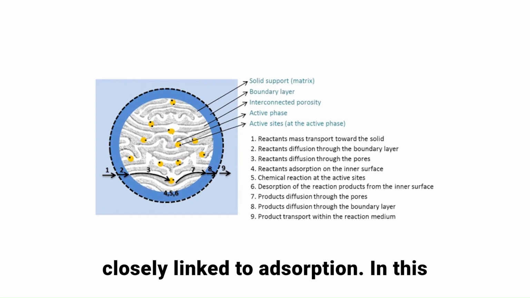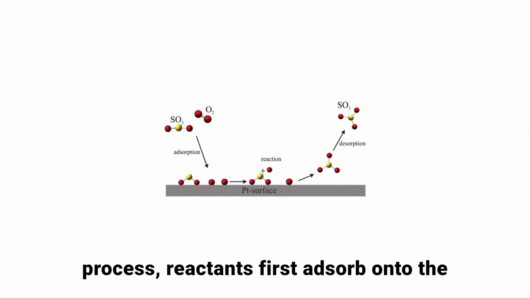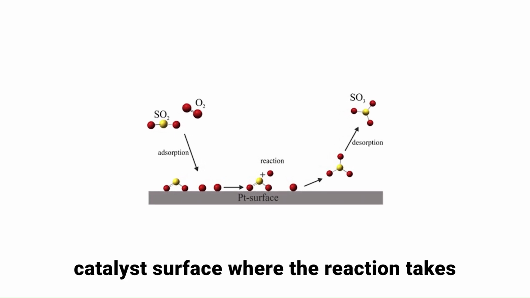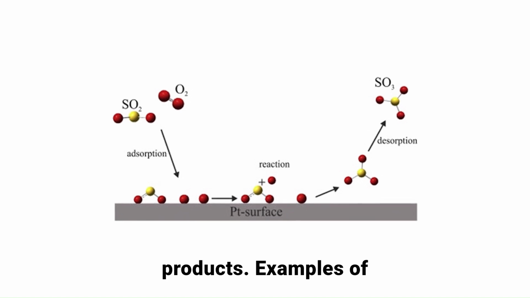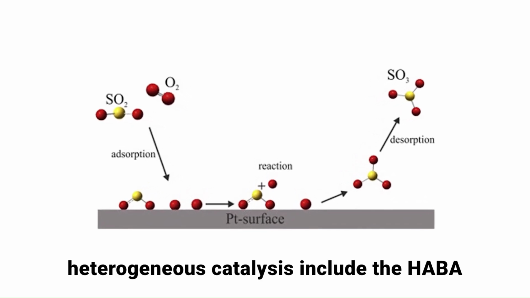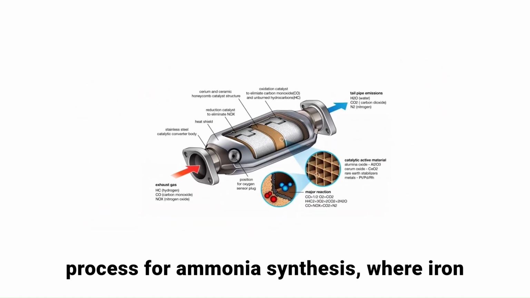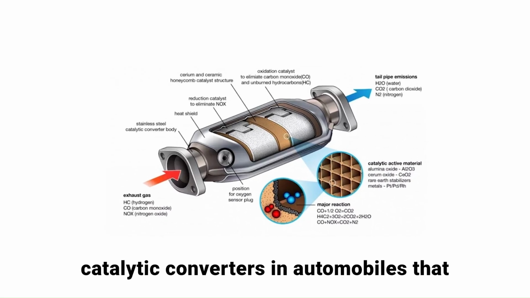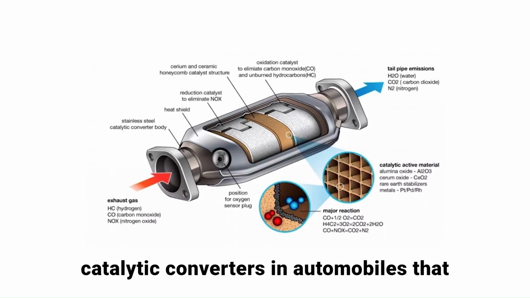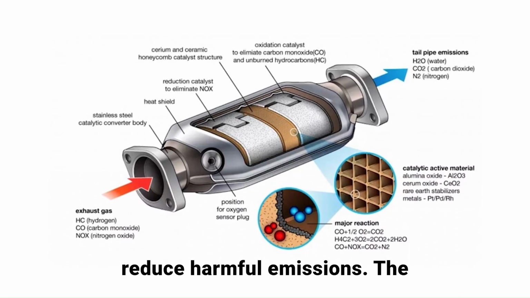Heterogeneous catalysis is closely linked to adsorption. In this process, reactants first adsorb onto the catalyst surface, where the reaction takes place, followed by desorption of the products. Examples of heterogeneous catalysis include the Haber process for ammonia synthesis, where iron catalysts help in the reaction between nitrogen and hydrogen gases, and the catalytic converters in automobiles that use platinum, palladium, and rhodium to reduce harmful emissions.